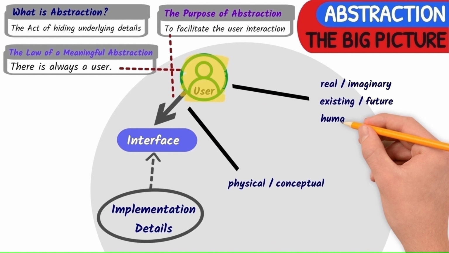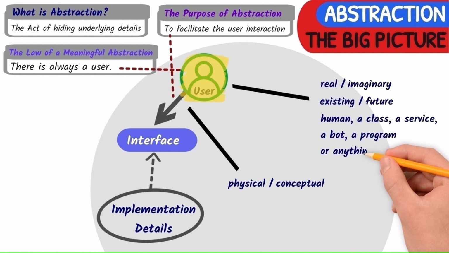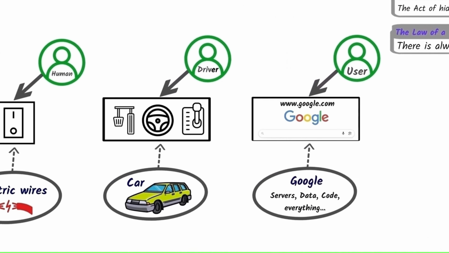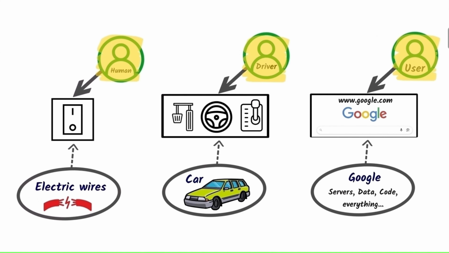Doesn't matter. It can be a human, it can be a class, it can be a service, it can be a bot, it can be a program, it can be anything. But there must be a user. Just like we have a user in all these examples. Without the concept of a user, there is no point in having these abstractions.